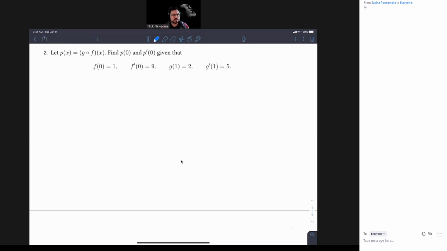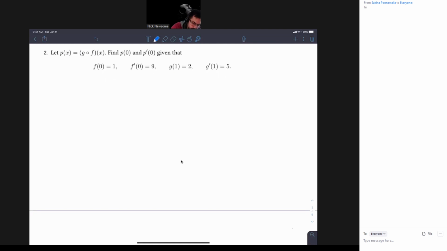Okay, so number 2, we did something like this last week, where they're just given some random function defined by some other functions, and all we know is what it does at certain values, and we have to figure out what this other function is doing. I'm given this function p of x, which is defined as the function g compose f of x. I want to find p of 0 and p prime of 0 given things about f and g.